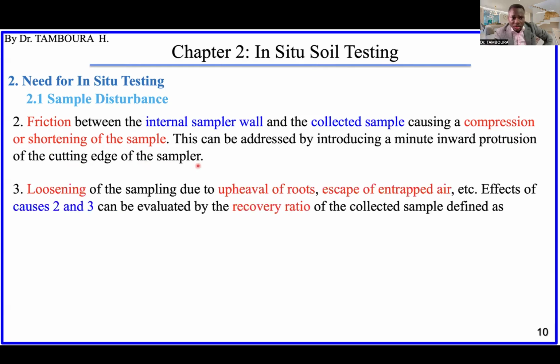Number three is loosening of the sample due to roots, sometimes roots in the soil, or air in the soil. When you remove the sample, the air that was trapped in the soil will escape, for example. So that will also affect your sample.